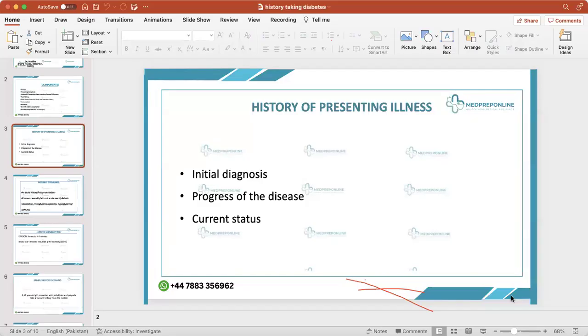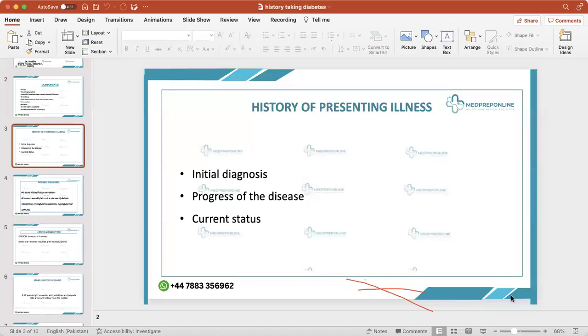So if the role player wants to start with the current status and all their problems are lying within the current status, then start your history of present illness over there. You have to be a little flexible over there. So in current status, you would like to know the details of the presenting complaints.